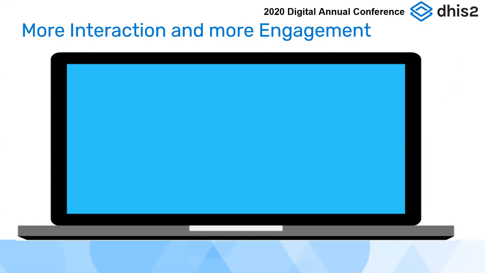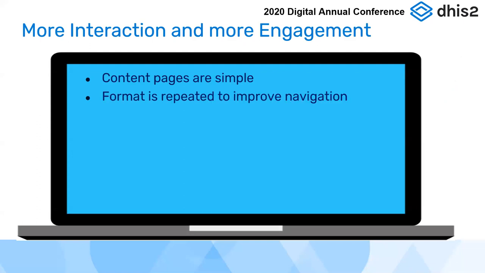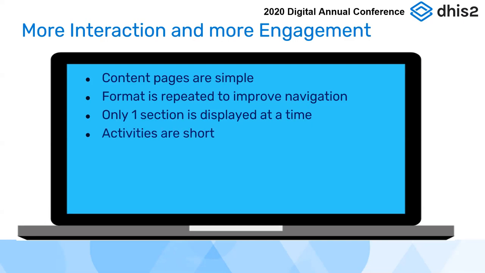And here I'd like to talk about some of the things that we've put in place in our courses to improve this. The content pages in our courses are simple. Each module or section has the same format repeated so as to improve navigation in the course. Our courses have multiple sections, but only one section is displayed at a time to avoid cognitive overload and the dreaded scroll of death. We've kept our activities short and to the point so that students will complete them.